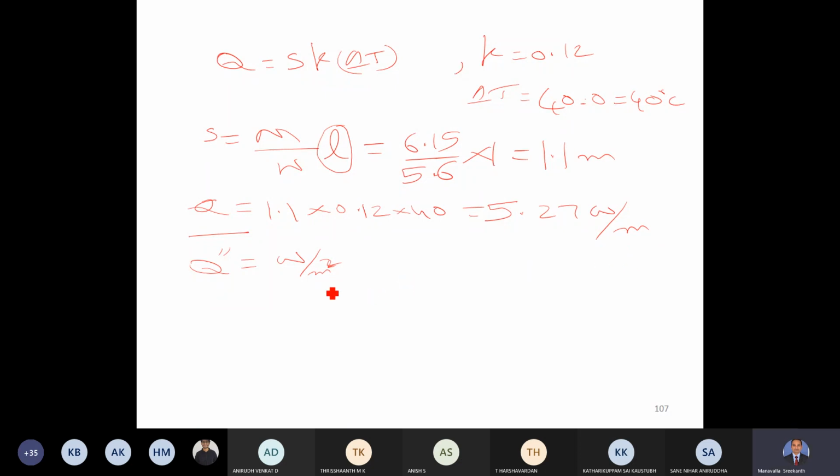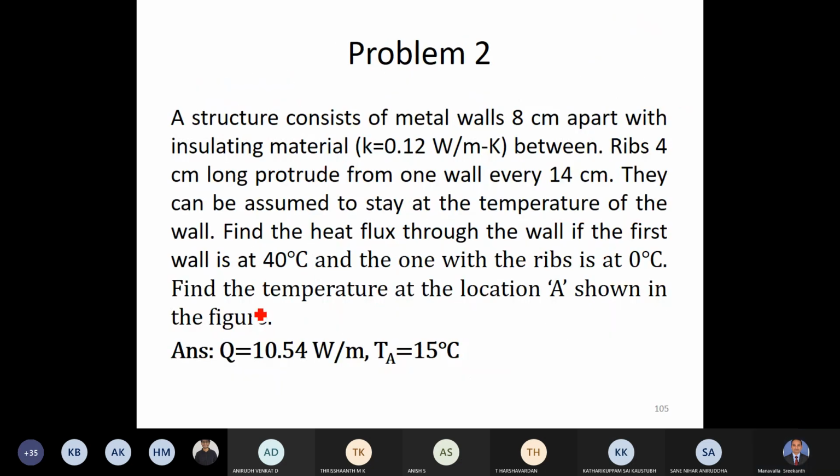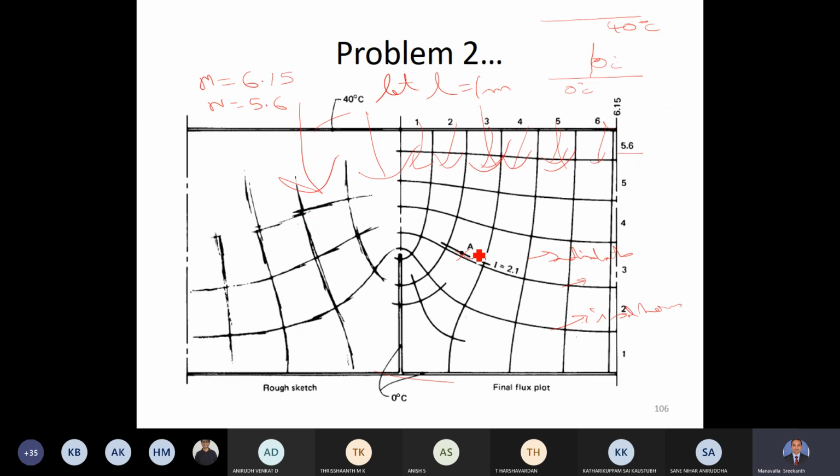Okay. Now the next question in the problem is to find the temperature at the location A shown in the figure. So you see the location A. Location A is midway between the 0 degree phase and the 40 degrees phase. So at this point, what is the temperature that is being asked?